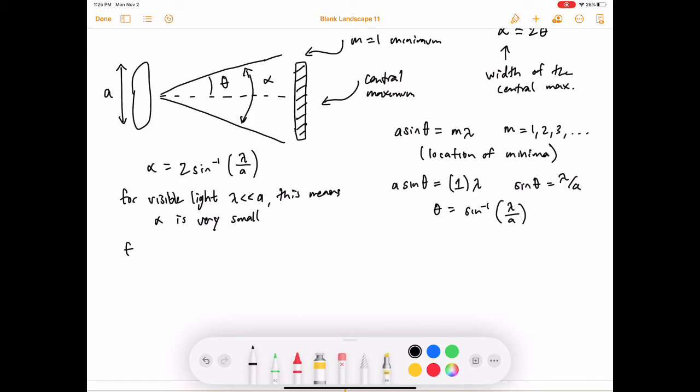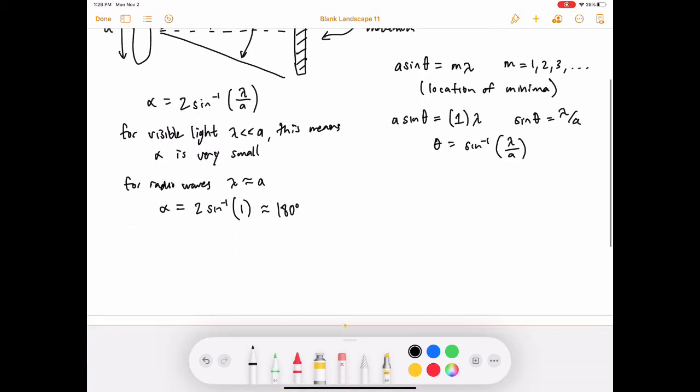On the other hand, for radio waves, lambda is going to be on the same order of magnitude as A. In other words, the wavelengths are a couple hundred meters. The size of the hill is comparable to that, also a couple hundred meters. So alpha is going to be 2 times sine inverse of lambda over A, but those are pretty similar numbers, so this will be about 1, approximately. So 2 times the inverse sine of 1 is 2 times 90, about 180.